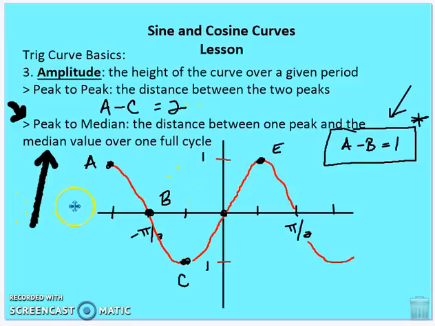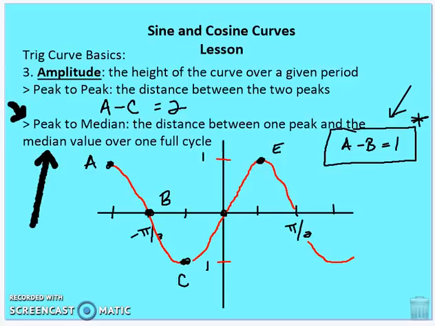We're going to find the midline of the cyclic function, and then the distance from the midline to the peak, or either peak or trough, is going to be your amplitude. All right, so in this case, the amplitude is going to be equal to 1, peak to median. For peak to peak, it would be 2.